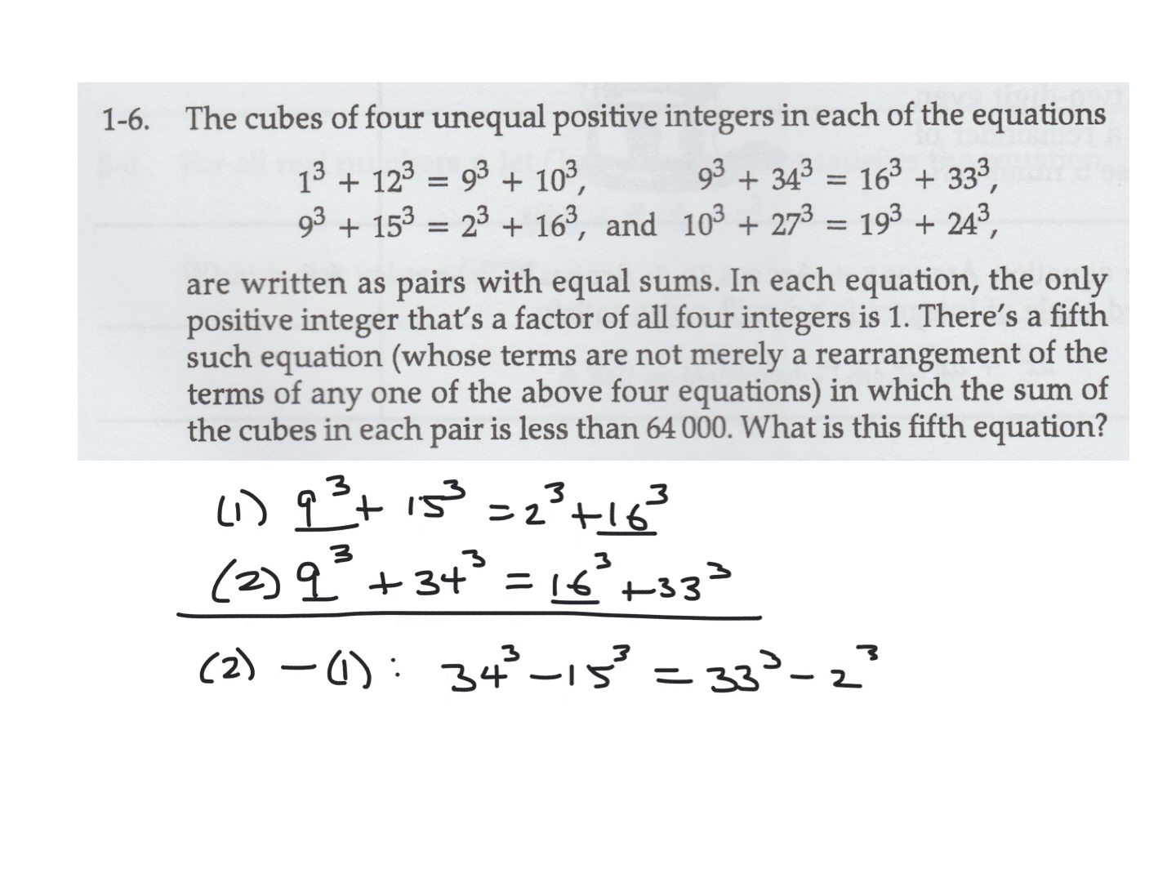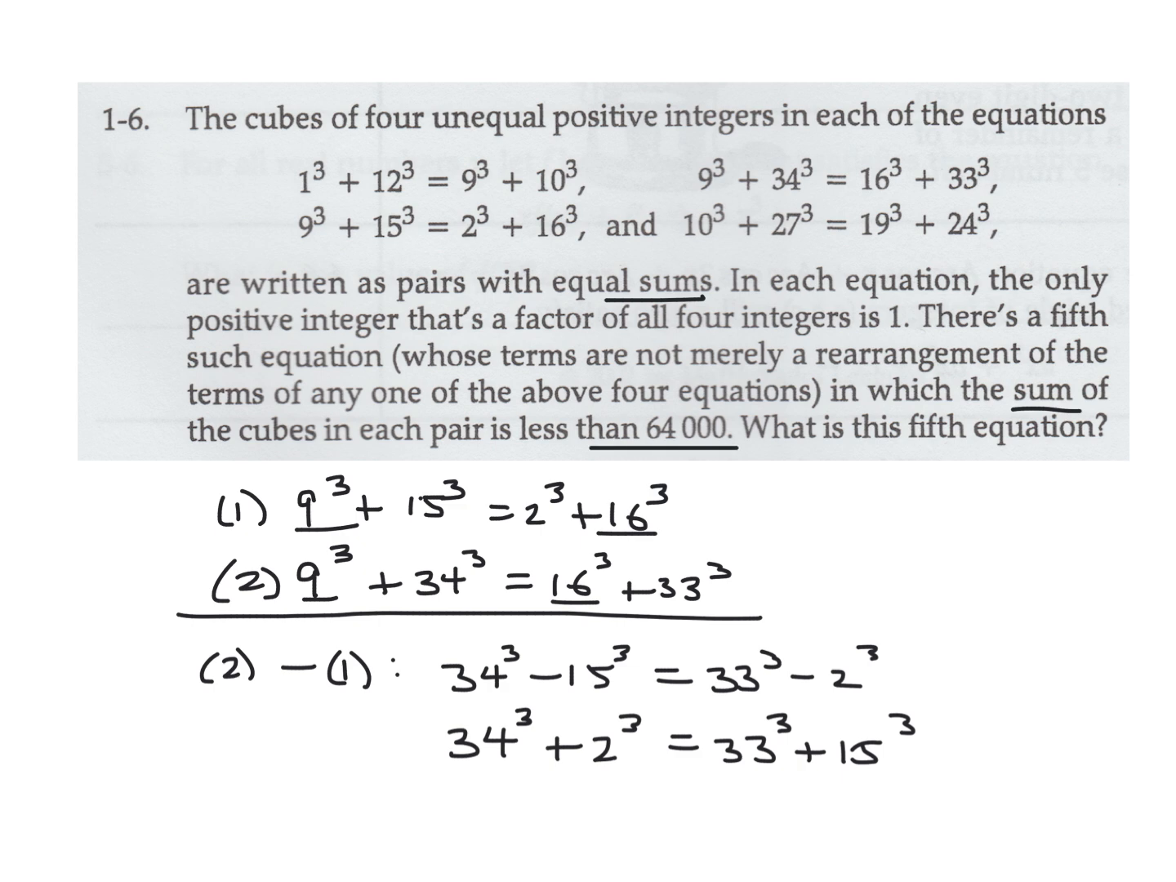Now, this is a relationship, but it's not a sum, and they want a sum. That's no problem. We can just rearrange it to make it a sum. Bring the 2 over and bring the 15 over. And there you go. That is a sum.